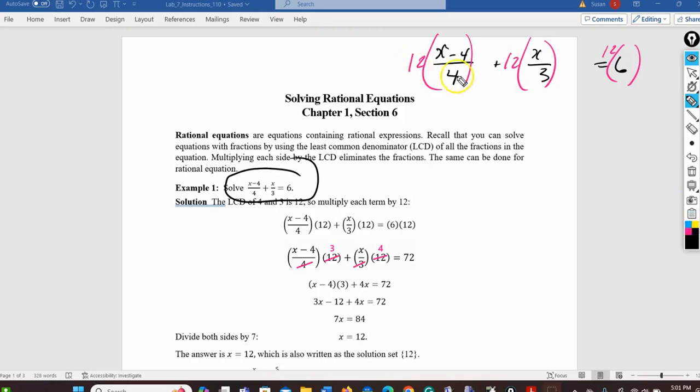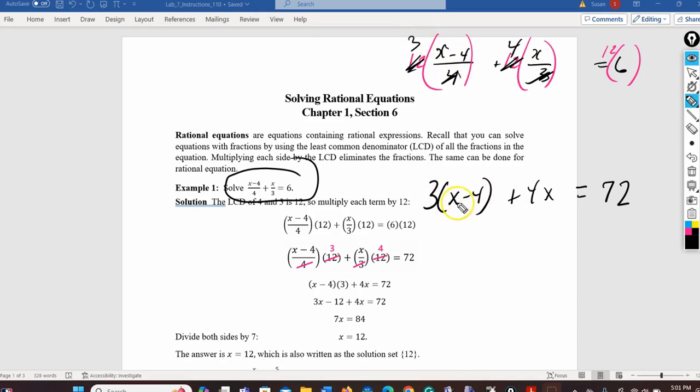So when I multiply 12 here, 12 divided by 4 is 3. And then times x minus 4. Make sure that it is in parentheses. And then here 12 divided by 3 is 4. And so 4 times x will be 4x. And then equals 12 times 6, which is 72. And if you don't put that in parentheses, if you just do 3x minus 4, that's going to be wrong.